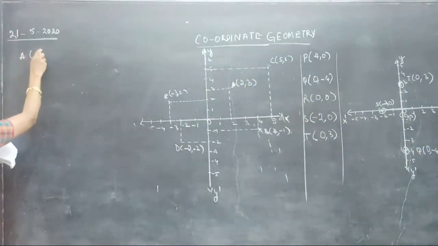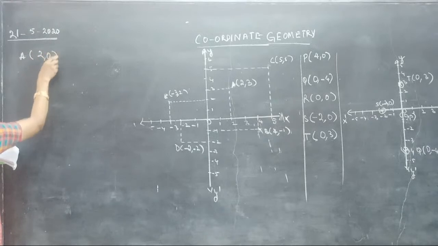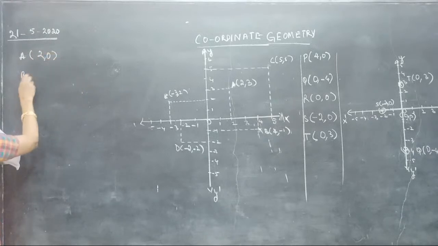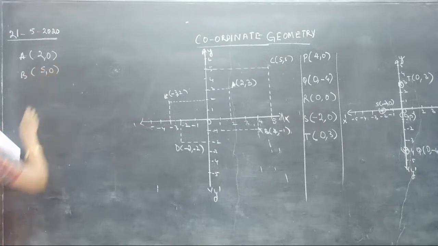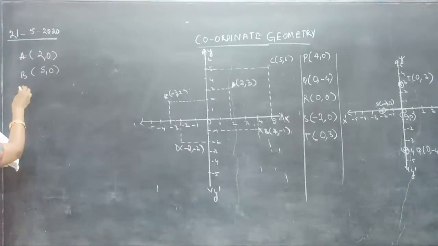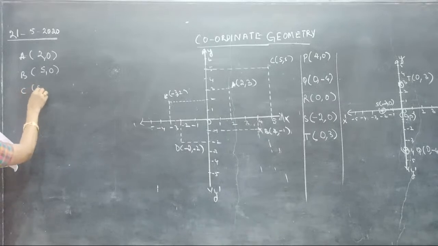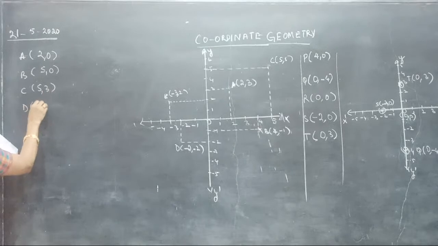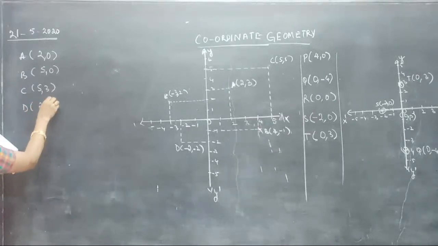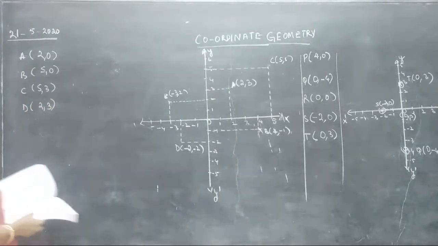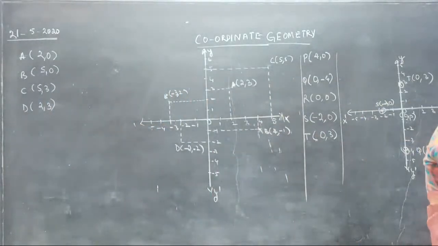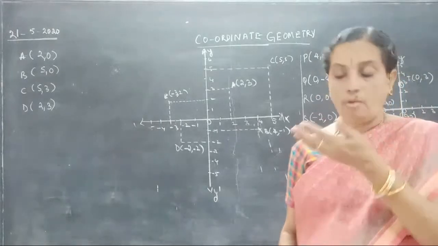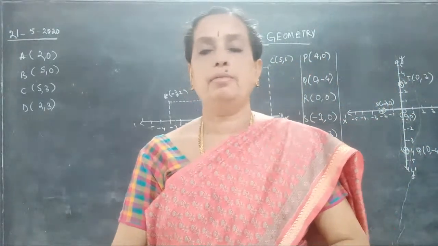Plot the points A (2, 0). It's not in the worksheet. B (5, 0). And then C (5, 3). And D (2, 3). Join them in order. Name the figure so formed. Also shade the figure formed.